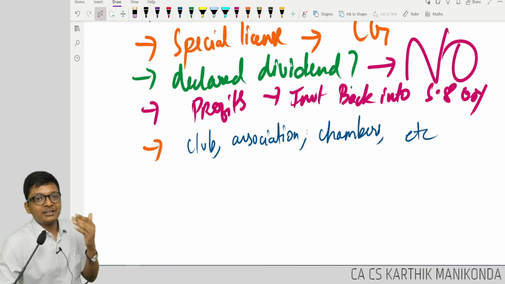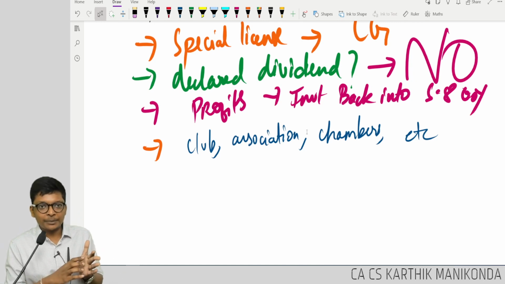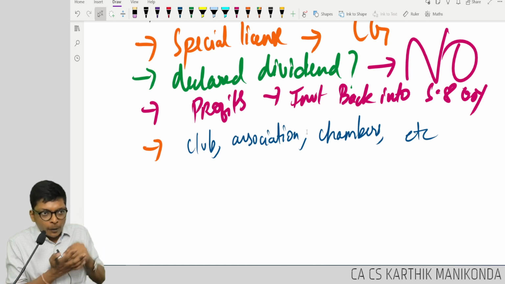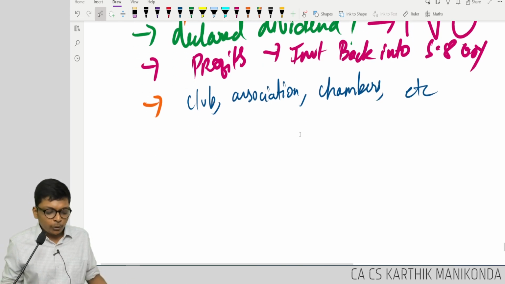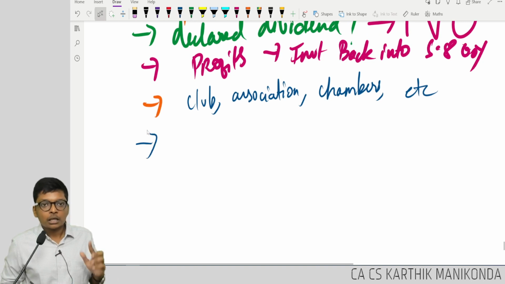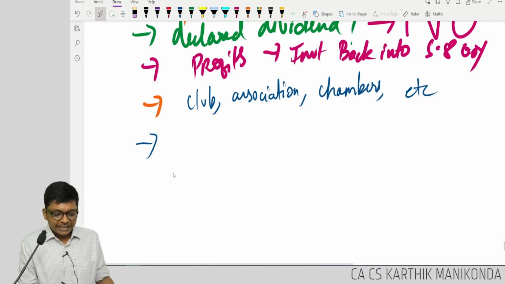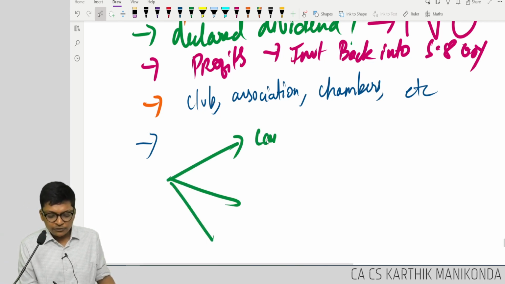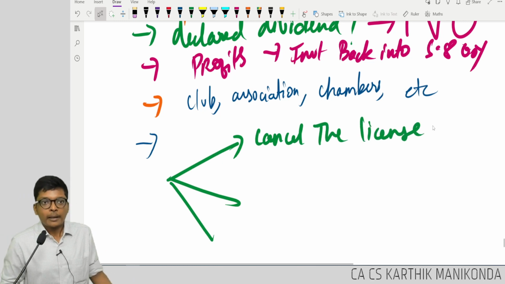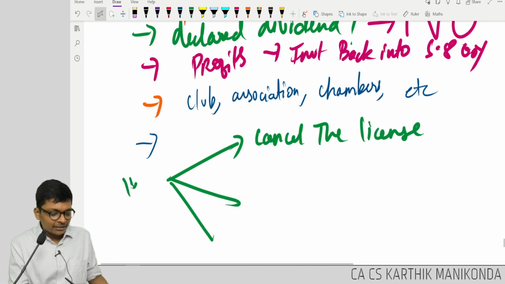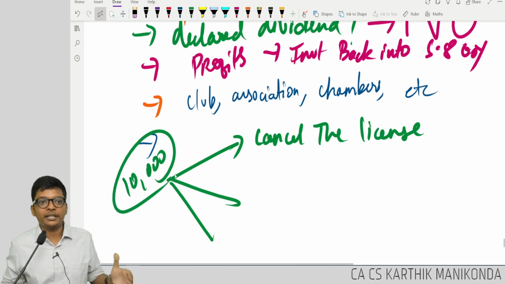So if you report this, that a Section 8 company is not doing charitable work or not meeting the object for which they started, you will report to the central government. What will the government do? Cancel the license. So they can do 3 things, guys. First option is cancel the license. But my company has become such a big company. I am already having 10,000 volunteers working in my company. Section 8 company. I have 20,000 volunteers.